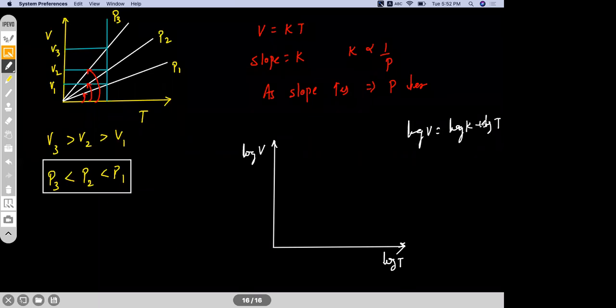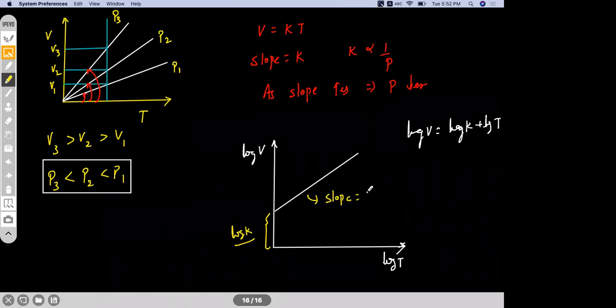So Y is equals to MX plus C. So we have a positive slope here. So the graph goes like this. A positive slope means the graph goes like this. This distance is nothing but the Y intercept, which is log K. Slope for this line is 1. Okay, now one more thing here.